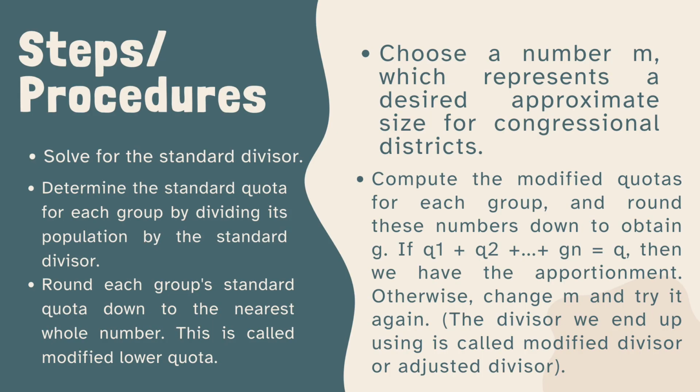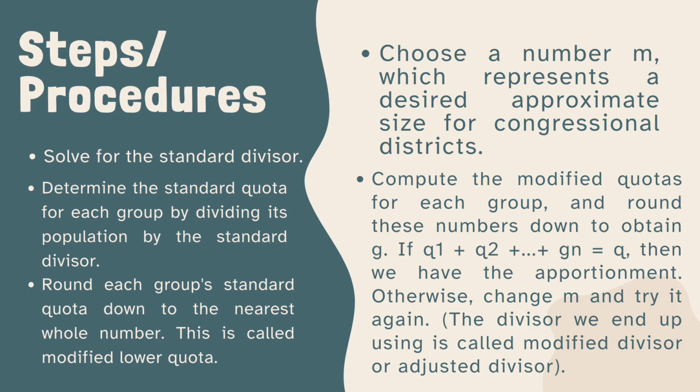Steps and procedures in using Jefferson's method. First, you have to solve for the standard divisor, and then you have to determine the standard quota for each group by dividing its population by the standard divisor. Round each group's standard quota down to the nearest whole number. This is called the modified lower quota.